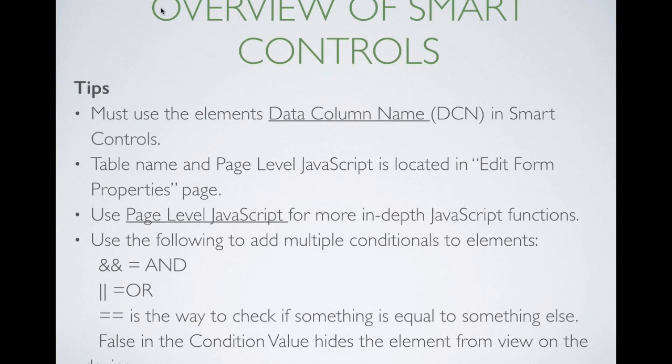As we continue with our overview of smart controls, here are a few tips. The first one being that you must use the element's data column name in the smart controls. So sometimes people run into problems because they try to use the label of the element instead of the data column name. So make sure that you're selecting the data column name. Then for the table name and page level JavaScript, this is located in the Edit Form Properties page. So if you're going through some of our Customer Success Center articles and it tells you to get the table name or to place some kind of code in the page level JavaScript, that's located in the Edit Form Properties page.